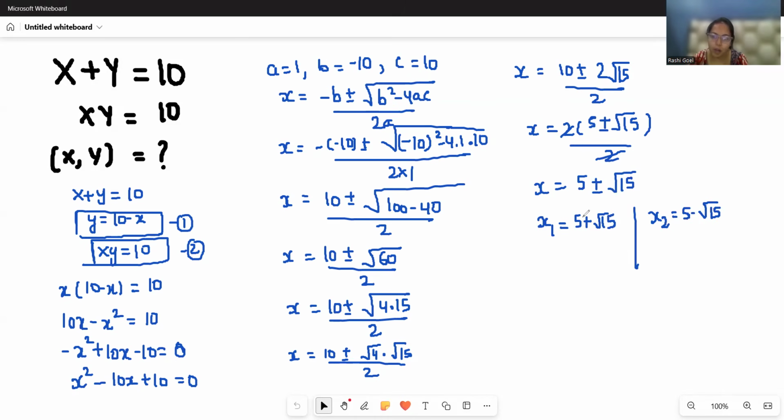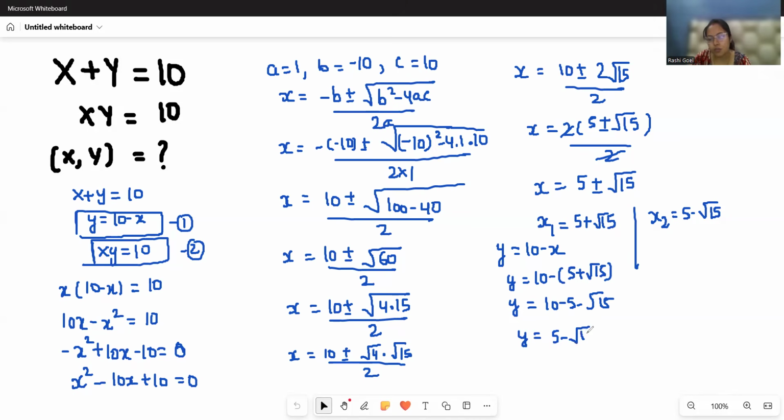Now we have to find the value of y. So y is 10 minus x. So y is equal to 10 minus 5 plus root 15. So y is equal to 10 minus 5 minus root 15. y is equal to 5 minus root 15.